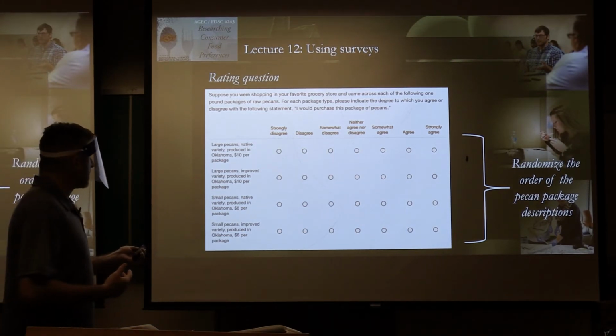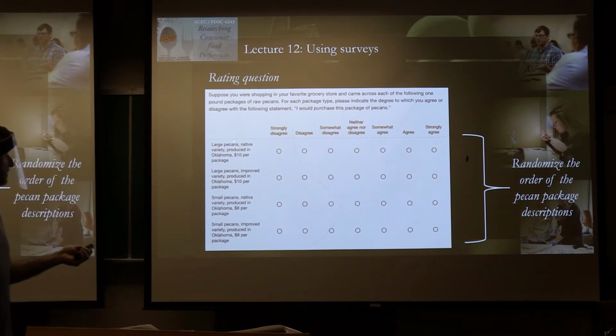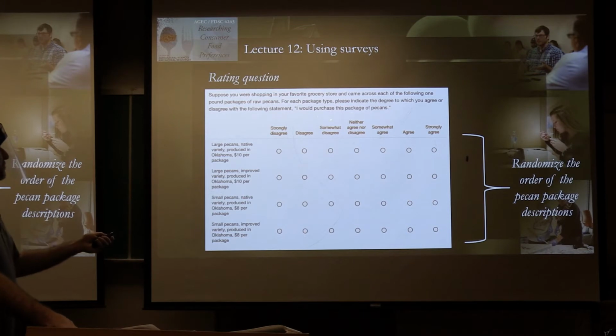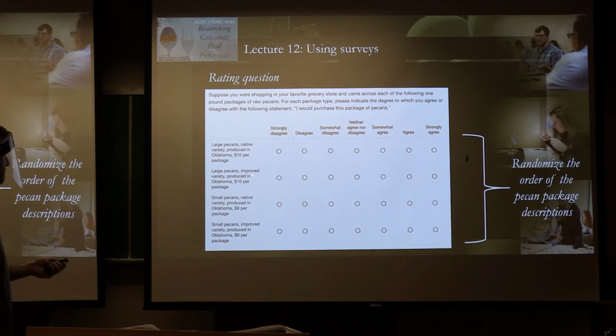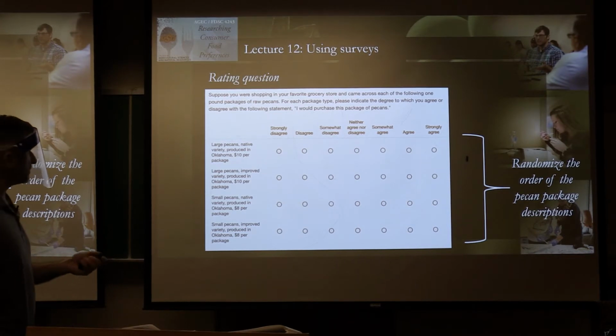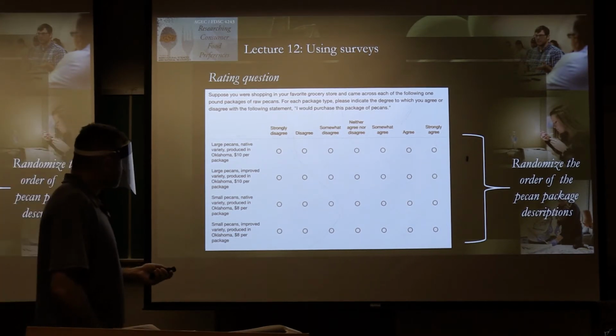One way of doing this is to create a hypothetical shopping scenario where we make different bundles of goods. Let's look at how the question's phrased. We say, suppose you were shopping in your favorite grocery store and came across each of the following 1-pound packages of raw pecans. For each package type, please indicate the degree to which you agree or disagree with the following statement: I would purchase this package of pecans. So they come as large pecans, native variety, produced in Oklahoma, $10 per package, and they indicate the extent to which they would buy it.